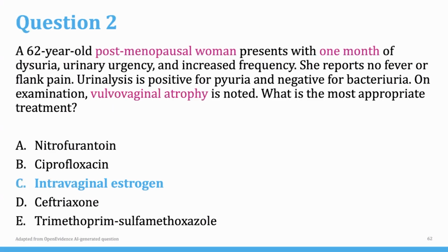So to go back to this question, there are a couple of important points highlighted here from the stem. You have a postmenopausal woman. The symptoms have been going on for a month, and you have vulvovaginal atrophy on exam. So this is most consistent with genitourinary syndrome of menopause. And the treatment would be intravaginal estrogen rather than antimicrobial therapy.